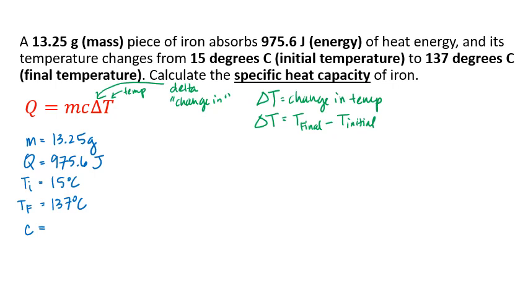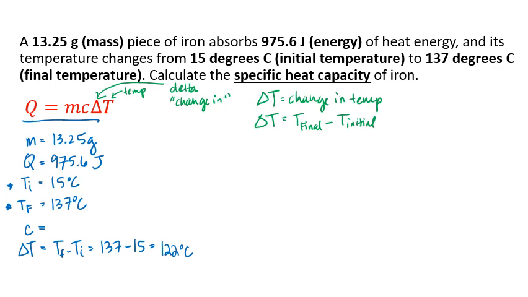The only thing that we need to do is first solve for our delta T, because we have that variable kind of missing right here. We don't have this TI or TF up here in this formula. We have the delta T. And so remember, delta T is the final temperature minus the initial temperature. So if we plug in our values, that's 137 minus 15. That's going to give us a change in temperature of 122 degrees Celsius.